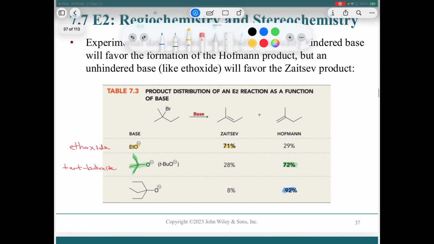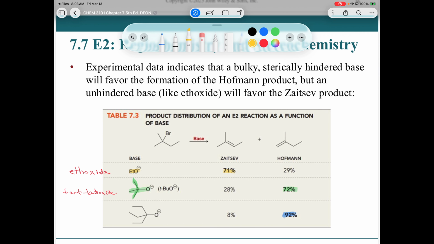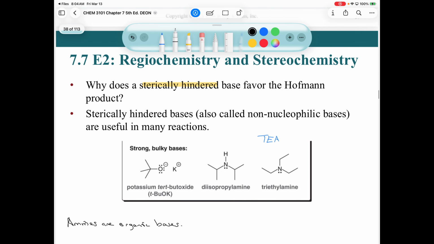And so we looked at this table here, and again, this is just a summary of what I just said. If we use an unhindered base, like ethoxide, in that case, the Zaitsev product will predominate. But if we use a hindered base, like potassium t-butoxide, we see that the Hofmann product predominates. And if we use an even more hindered base, then we see that the Hofmann product predominates in an even greater amount. And so the way I ended the lecture last class is I said, what's kind of cool is that you can go to the reagent shelf or cupboard, and you can choose a reagent, and based off of the reagent that you choose, you're going to predominantly form either the Hofmann or the Zaitsev product.